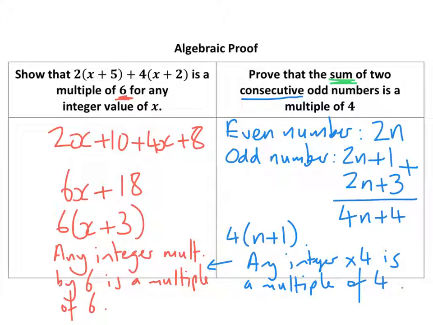So just a couple of things to be careful about there. This stuff over here is fairly straightforward. Just multiply the brackets and look for the property they're asking you to look for. This one here, however, is a little bit tricky. You've got to think about words like consecutive, words like odd and even numbers. Just be a little bit careful about how you set them out. Think about what they're trying to get you to do.